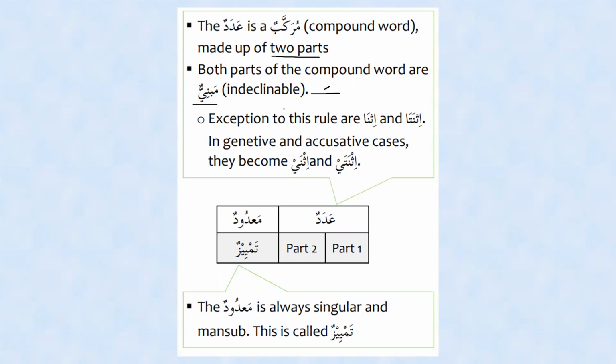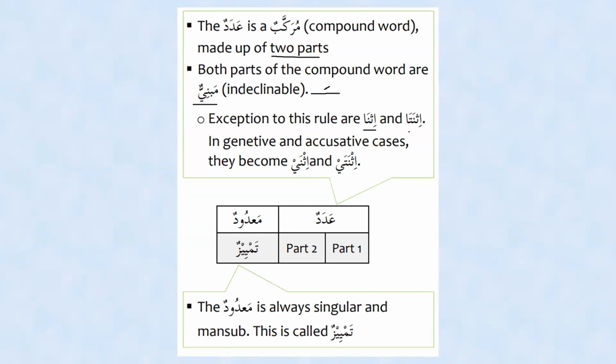They will always be mabniyun al-fath. So a compound word will always be mabniyun, meaning indeclinable. The exception to this rule is 12, ithna and ithnata. So that's an exception. Ithna, ithnai, and ithnata, ithnatai.